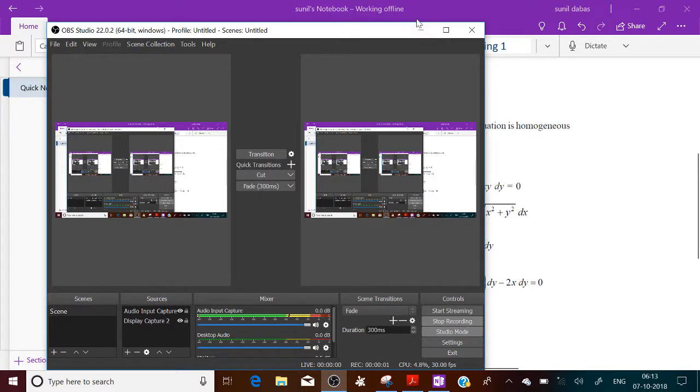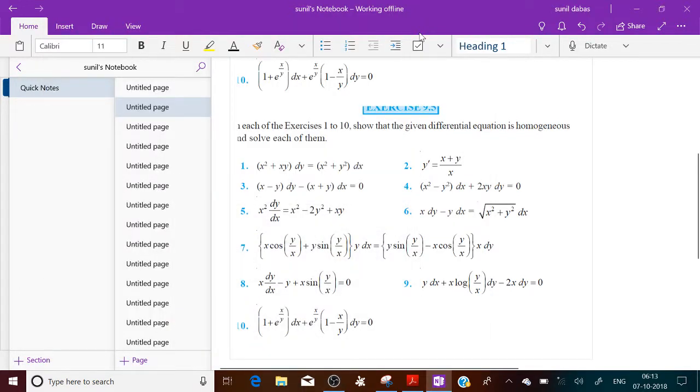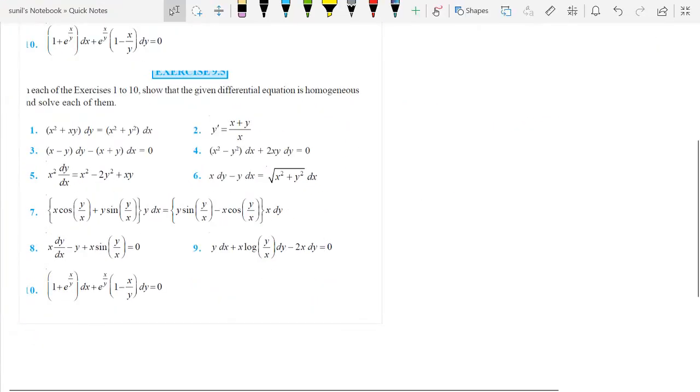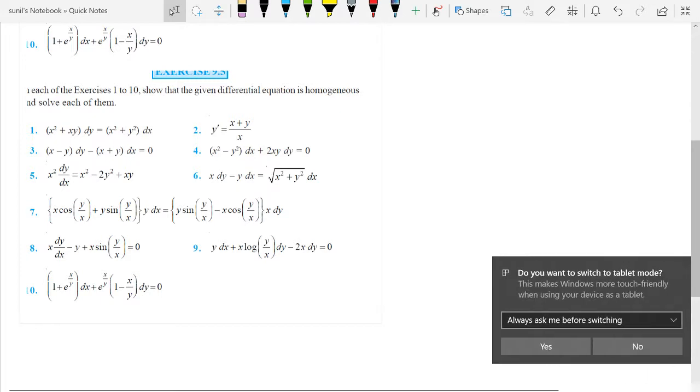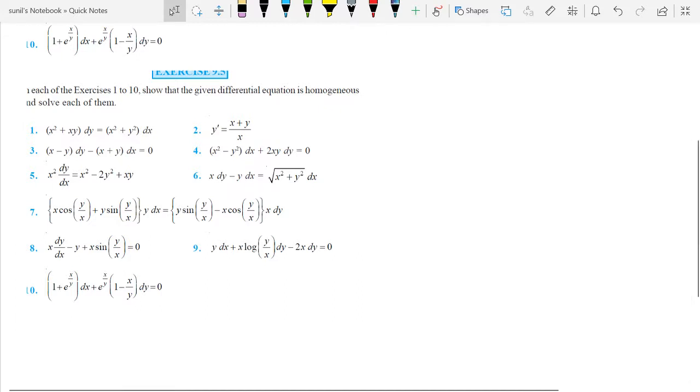Let's see the solution of the 9.4 exercise, which is based on homogeneous equations. 9.5 exercise. Let us see how you are going to deal with these problems, the solutions of these problems. Let us consider one by one.